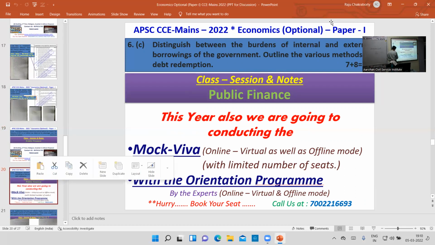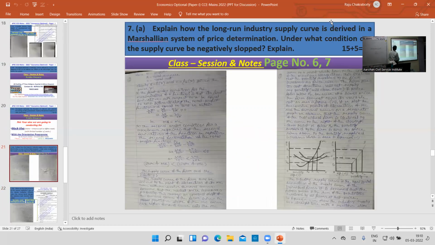Next, question number 7A: explain how the long run industry supply curve is derived in a partial equilibrium system of price determination, and under what condition the supply curve can be negatively sloped. Class session and notes are on pages 6-7. I may discuss the solution with you. These are easy questions, but complicated questions should not be missed.